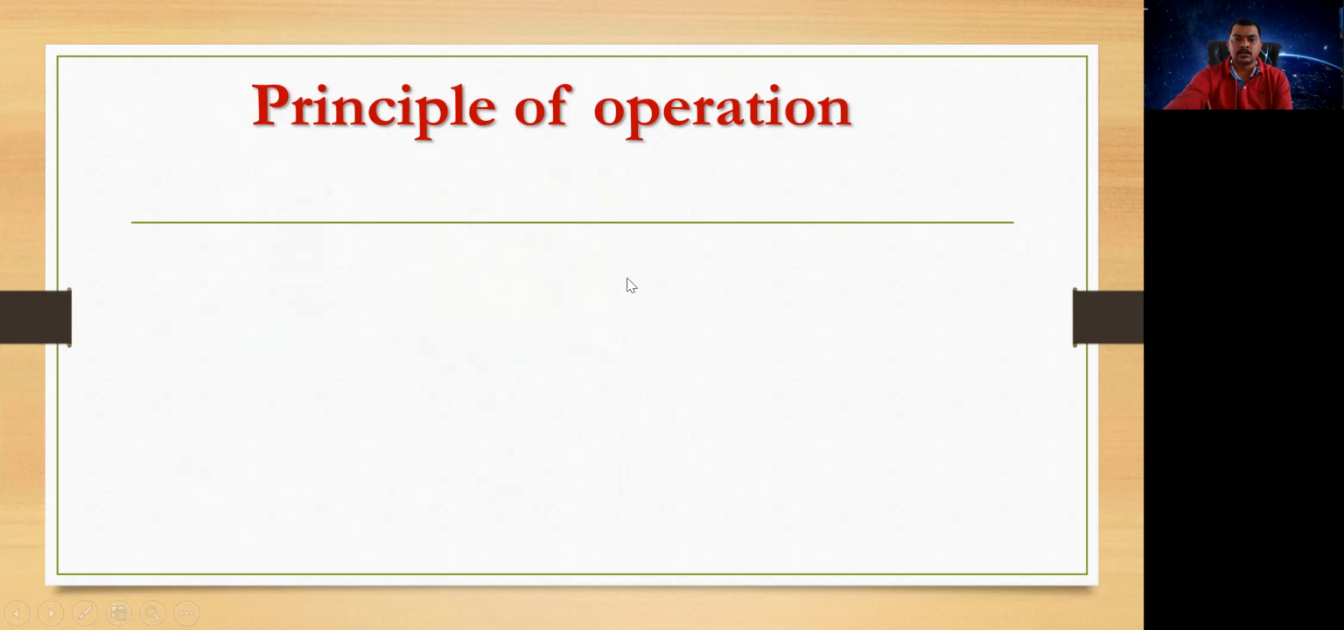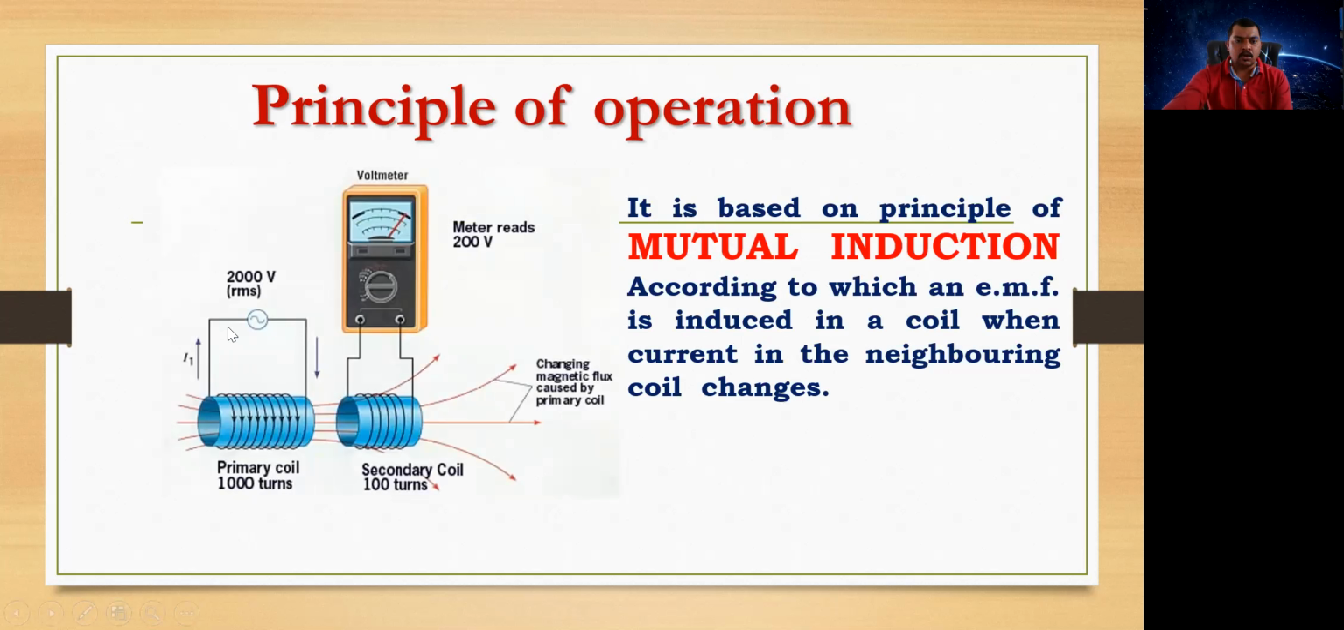by mutual induction. So if you are having a coil, this is a primary coil which is given 2000 volt over here, and these are the number of turns. 1000 turns are there in this primary, and the current is flowing through this. AC current is passed through this coil, and due to this magnetic flux which is over here, in the secondary and the number of turns which are concerned with this, we can have a 200-volt reading AC voltage across the secondary. So this is the basic concept of mutual induction, according to which an EMF is induced in a coil when the current in the neighboring coil changes.